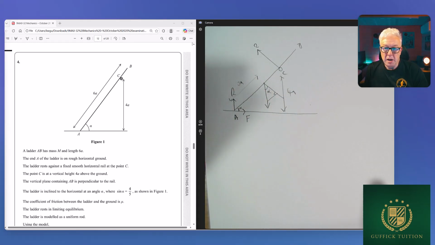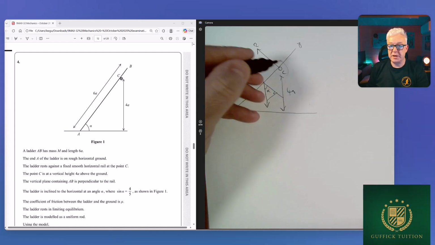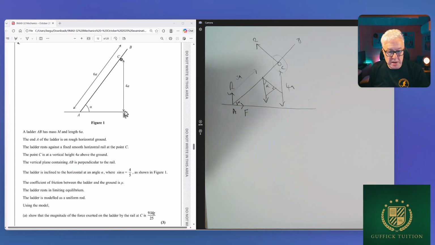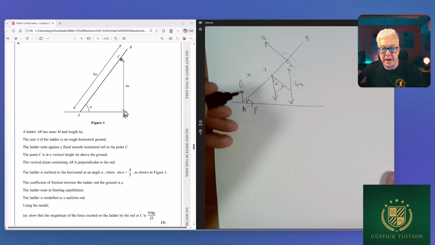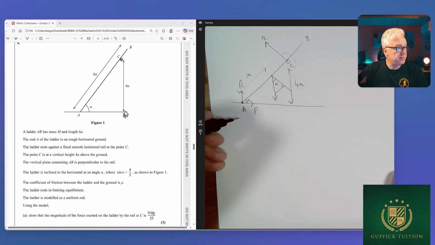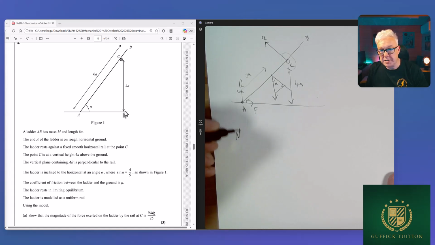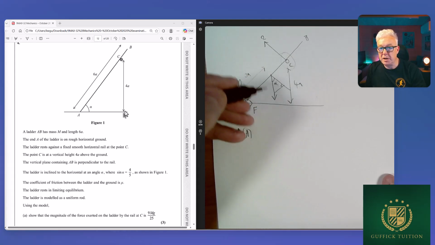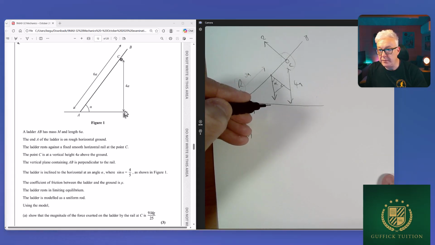Now, the first thing is how we're going to find this reaction force here, for 3 marks. In order to do that, we need to take moments. When you're considering where to take moments about, you need to think about where it is going to eliminate the most forces. In this case, if we take moments about A, we're going to eliminate R and we're going to eliminate F. And the only force I haven't written down is mg there.